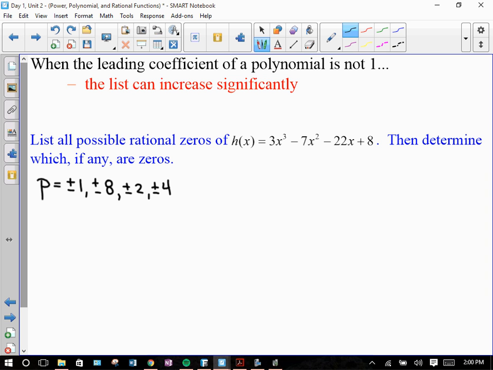Now, what is Q? What are the factors of 3? That's plus or minus 1, plus or minus 3. Alright. Now what? Divide P and Q. Alright, what do I get?